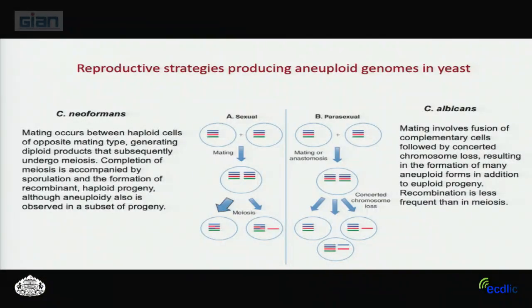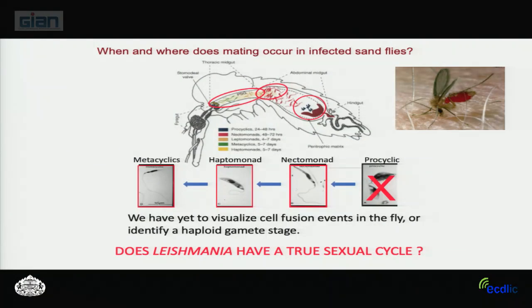So the question is, do they have a true sexual cycle involving meiosis, gamete formation, and sexual recombination involving reciprocal crossover events during meiosis between homologous chromosomes? We're going to address this by a genomic analysis, because again, we can't see these events. We have yet to identify an actual meiotic stage.